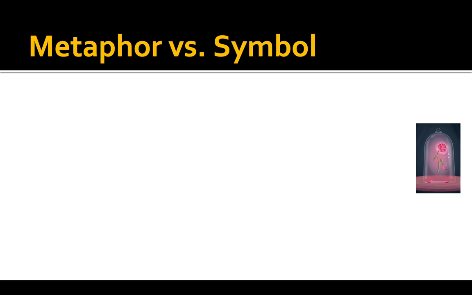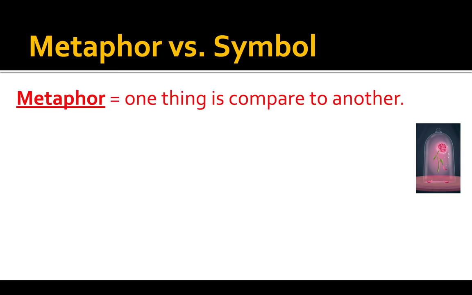So metaphor versus symbol, because I think this is kind of the trickiest part, and I think it's tricky for all levels of language arts students. So a metaphor is when one thing is compared to another directly without using like or as. So the woman's face was a beautiful rose, right? You're just saying there's the woman and there's the rose and we're comparing them.